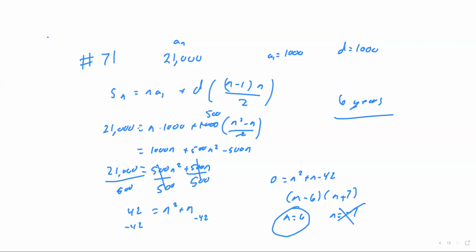It could have been 20 years, and I don't want to have to keep subtracting that many times. So there's quite a few ways to probably approach that problem, but this is probably the more algebraic way. Let's look at another one. Let's look at number 72.